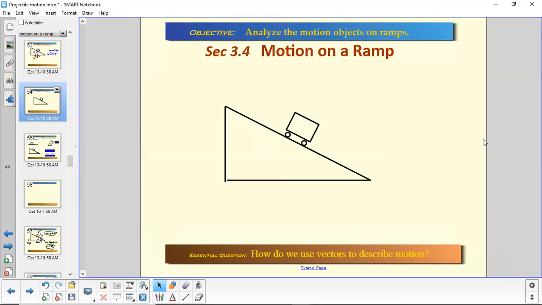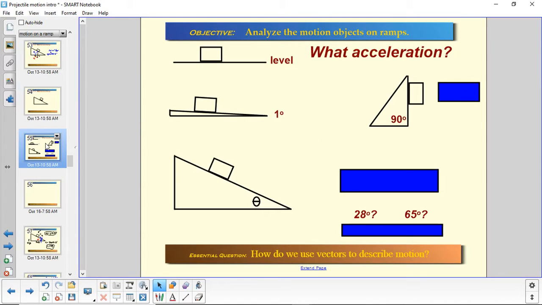Hey guys, today we're going to learn about motion on a ramp, which is covered in section 3.4 of your textbook. So we're talking about the way things move when they roll or slide up or down a ramp. And today we're going to ignore friction. Okay, so the best way to start this is to look at the extreme cases.